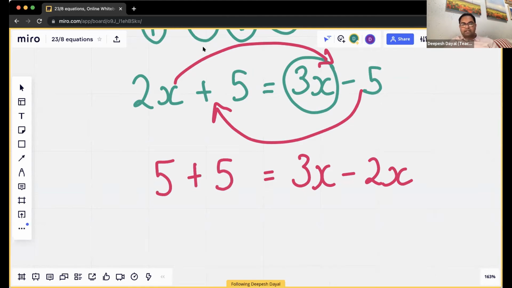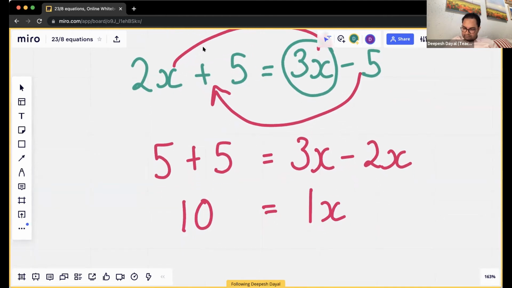Just have a look at what's written here on the screen and see if it sounds right. So 3x minus 2x, because on the left you had plus. So when you take it over, it becomes minus. And then we've got 5 plus 5, which is the minus 5 that got taken over and becomes plus 5, right? So it's 10 equals 1x. Then x equals 10.